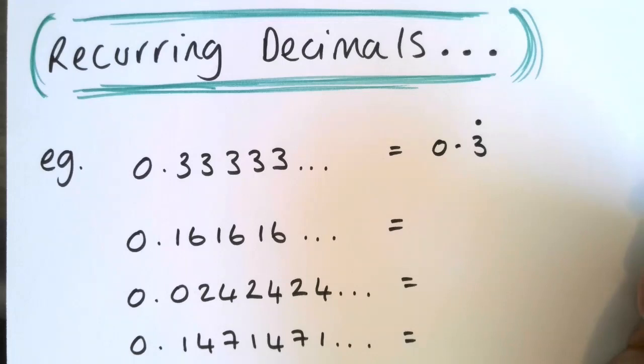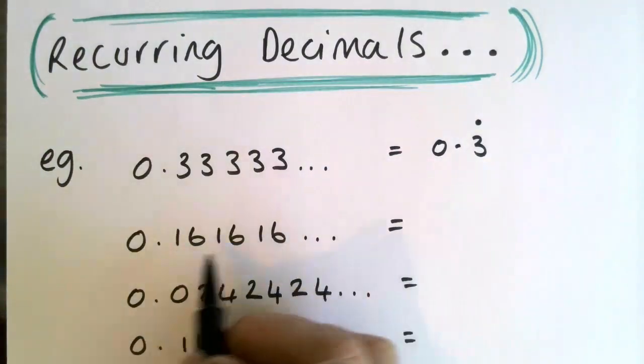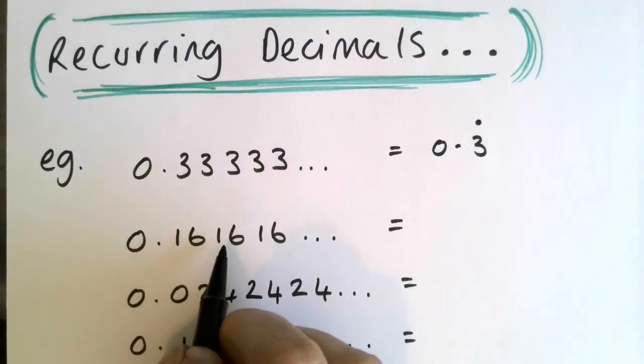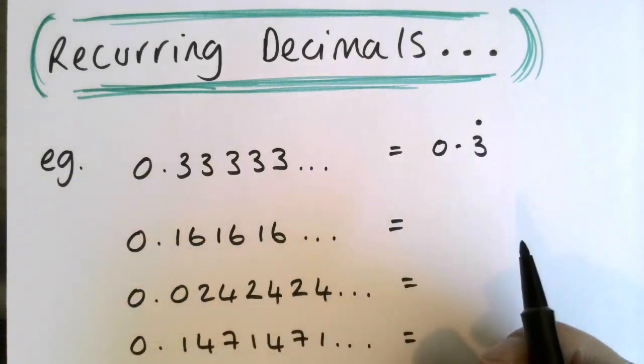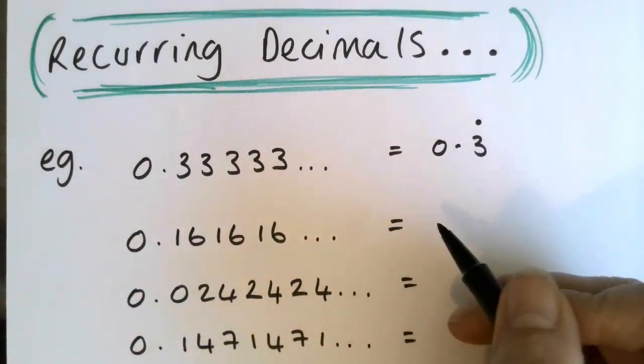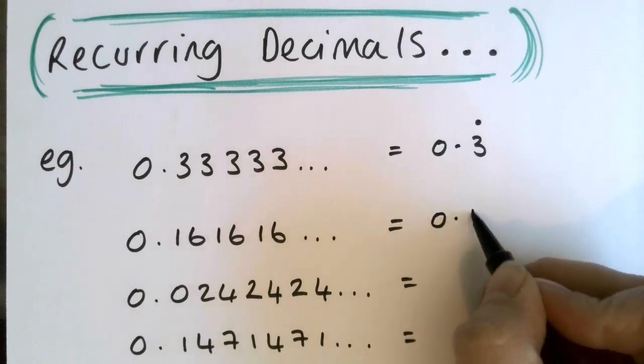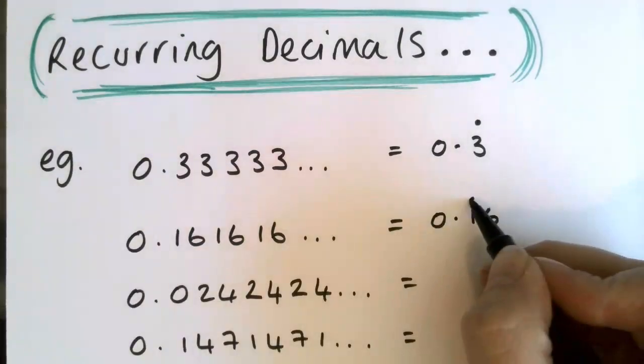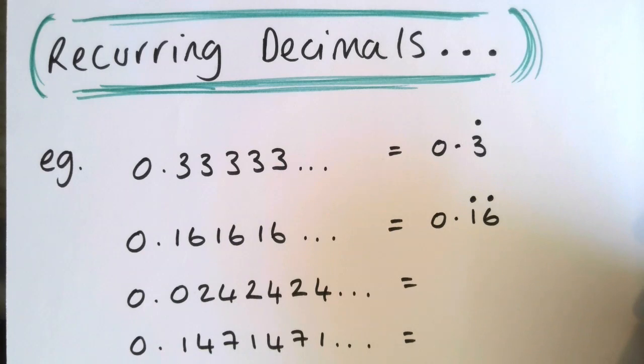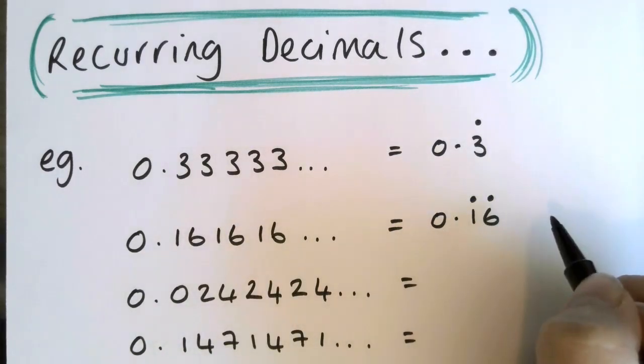Ones like this here, where we've got 0.161616, and then that would just keep on going and repeating like that. Because it's now 2 digits that are repeating, we put a dot over both of them. So we're showing that both of these are repeating over and over again.